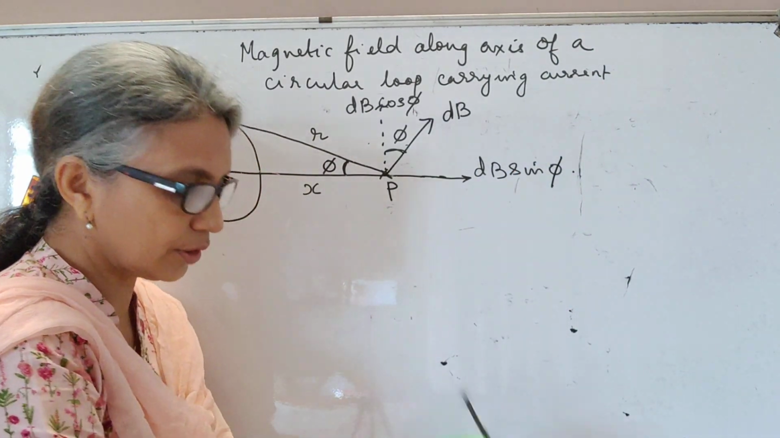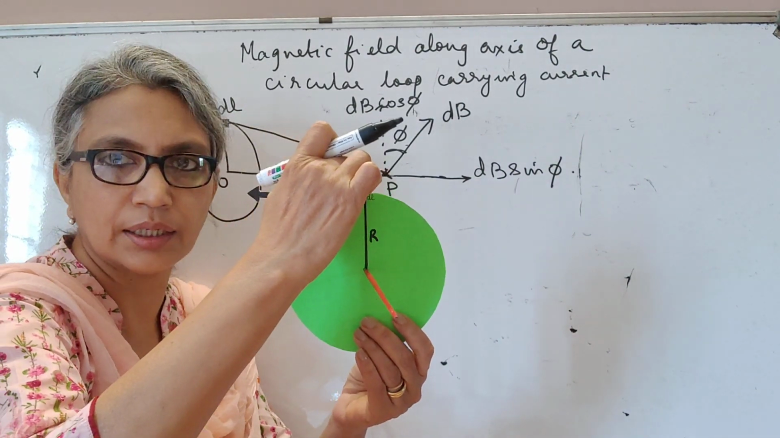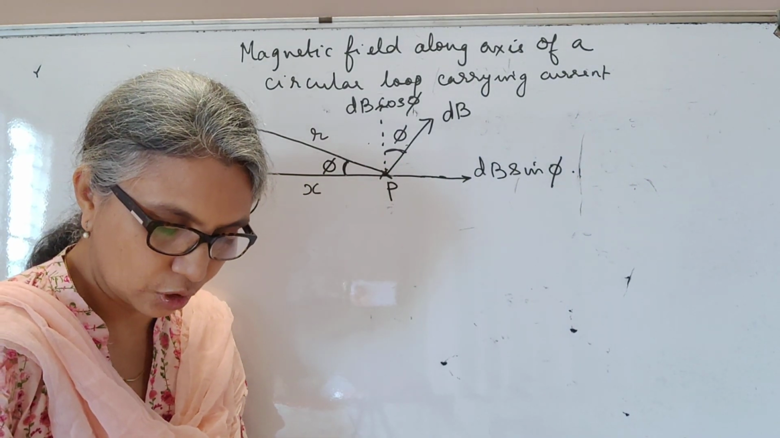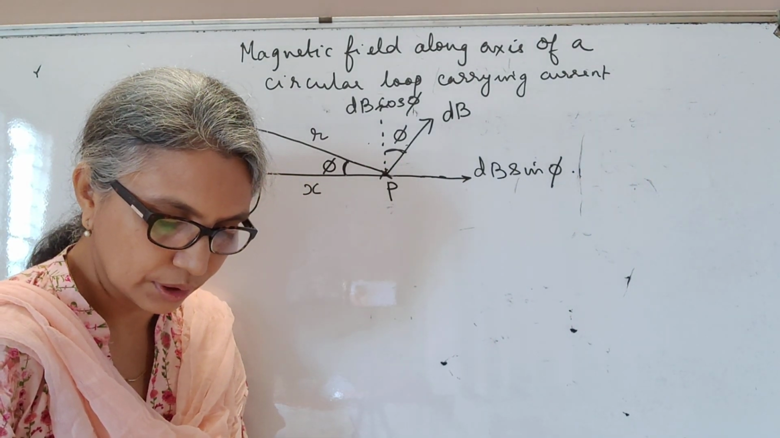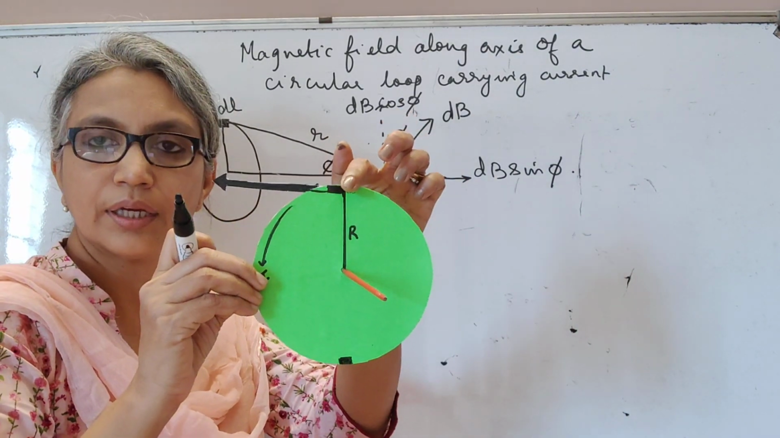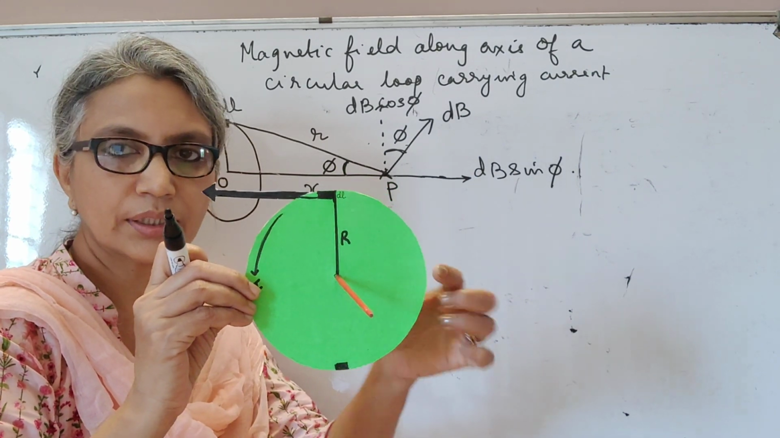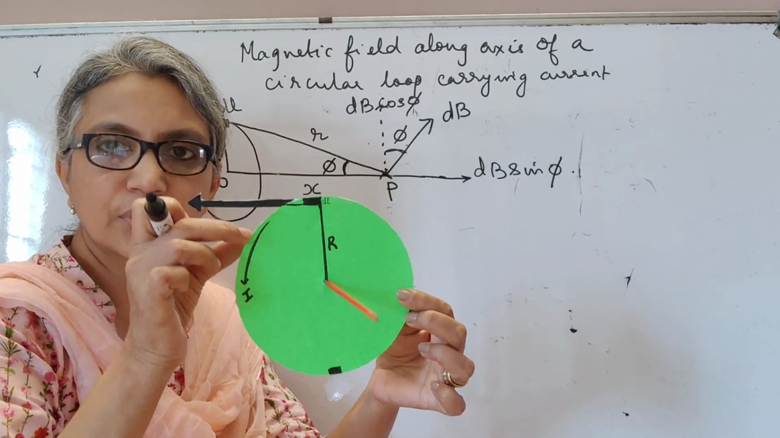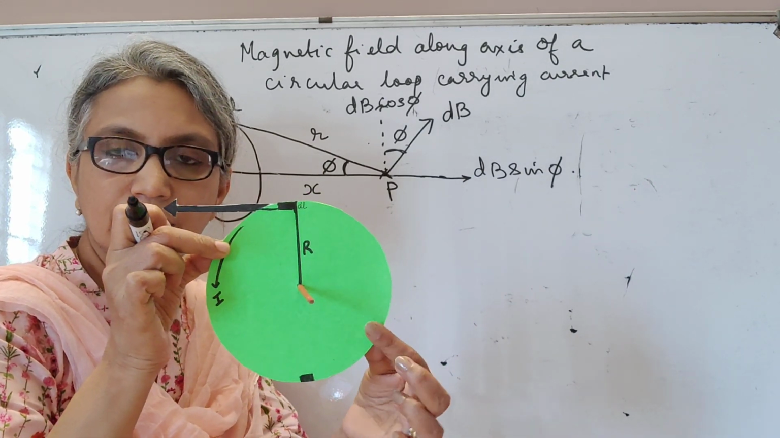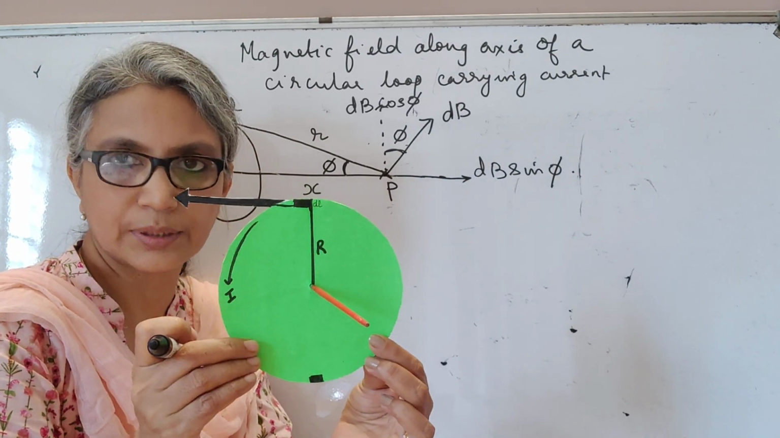Now you will notice that if you take a circular loop like this, every dl here will have a diametrically opposite point, dl here. Diametrically opposite, you will have another portion, another small element dl, like this. So every element dl will have a diametrically opposite element. If you take one here, there will be another one here. If you take a dl here, there will be a diametrically opposite dl at this point, right here. So every point on this loop will have a diametrically opposite point.